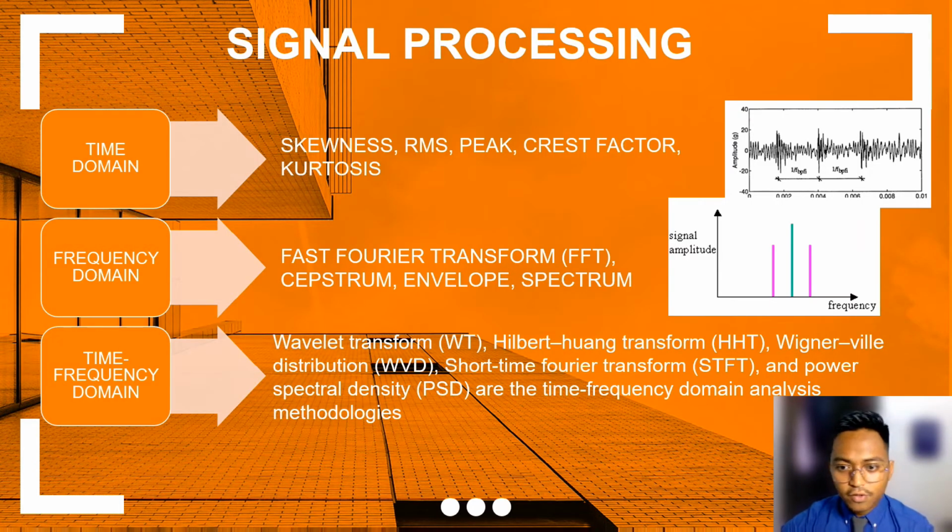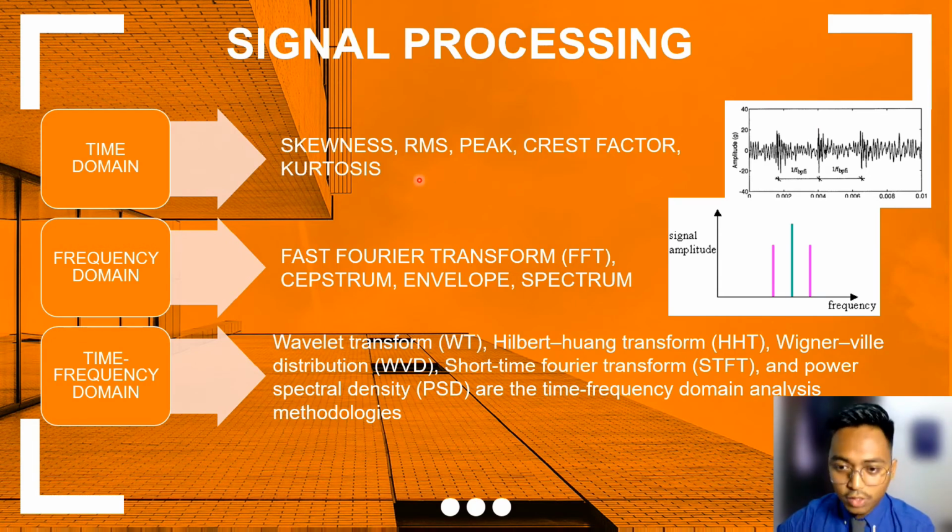Okay, now for the signal processing, there are three domains in signal processing or vibration analysis method. The first one is time domain. Example in this picture is a spectrum of amplitude with respect to time. From time domain, we can extract the statistical data such as skewness, RMS, peak, crest factor, and kurtosis.